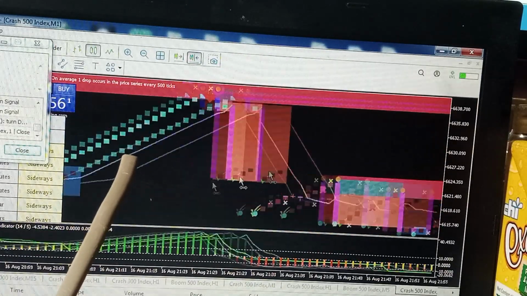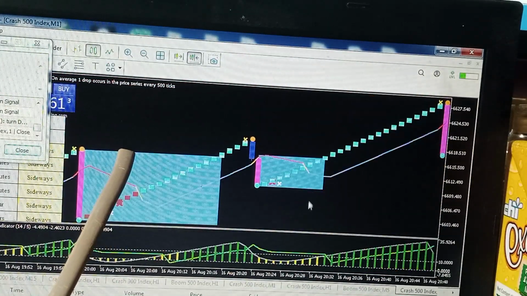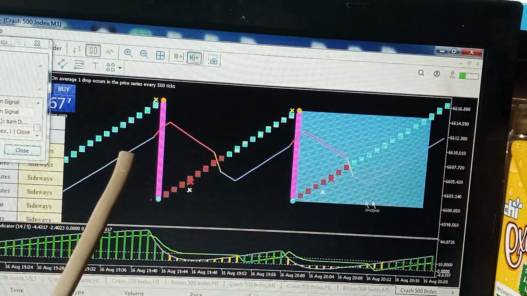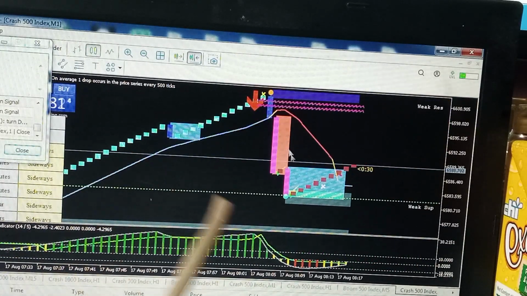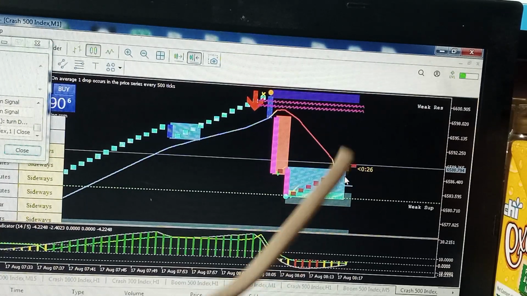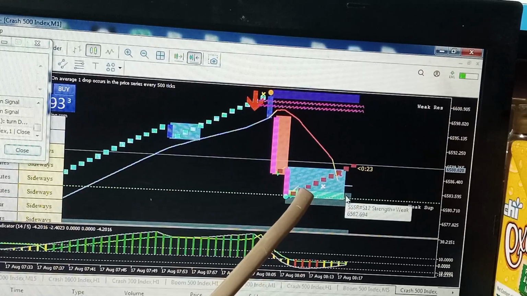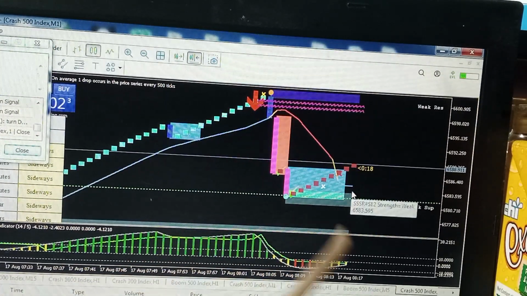Okay, let us talk about the spike aspect of the system, right? So let me go back to the market session. You see, this thing just crosses the line with red. You see, it's still red. So you still don't enter, because it's definitely going to spike. Do you understand? The price that crosses this line is red, so it's definitely going to spike.